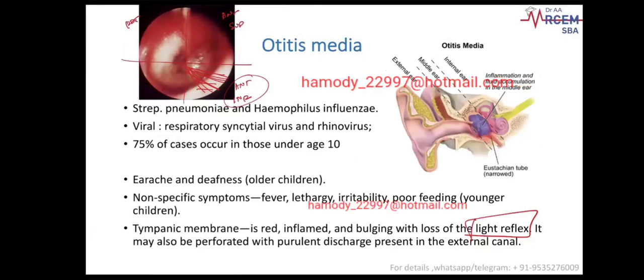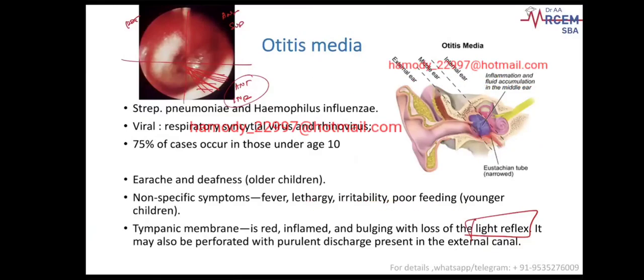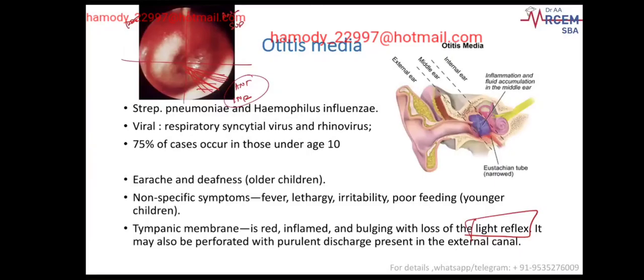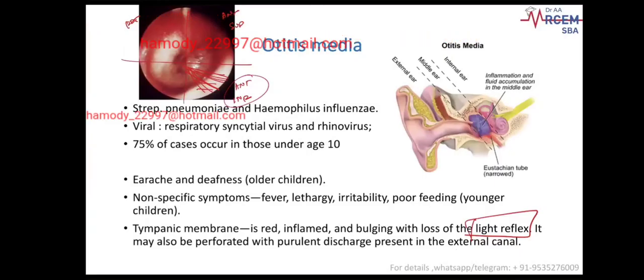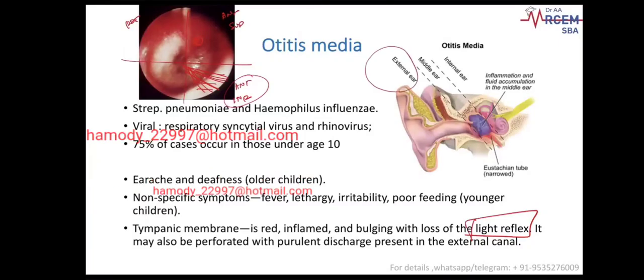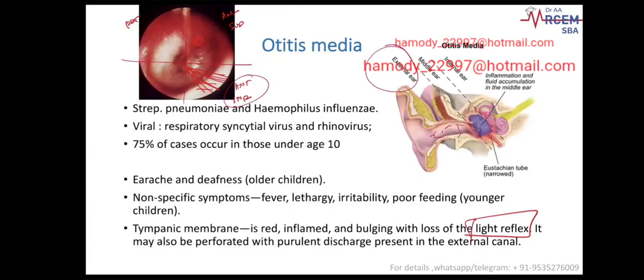This light reflex will usually be absent. So remember, it becomes red, it becomes bulgy, and the light reflex will be absent. These are the three important findings of the tympanic membrane you need to be aware of. Sometimes it can cause perforation, and the pus can come out into the external ear and the debris can be seen in the external ear.